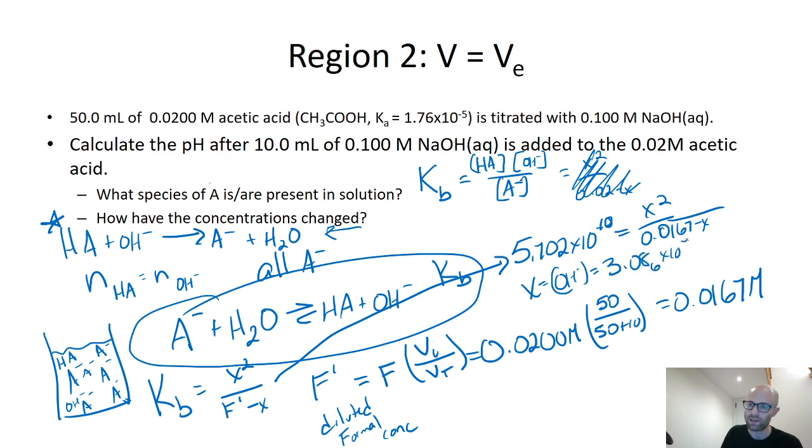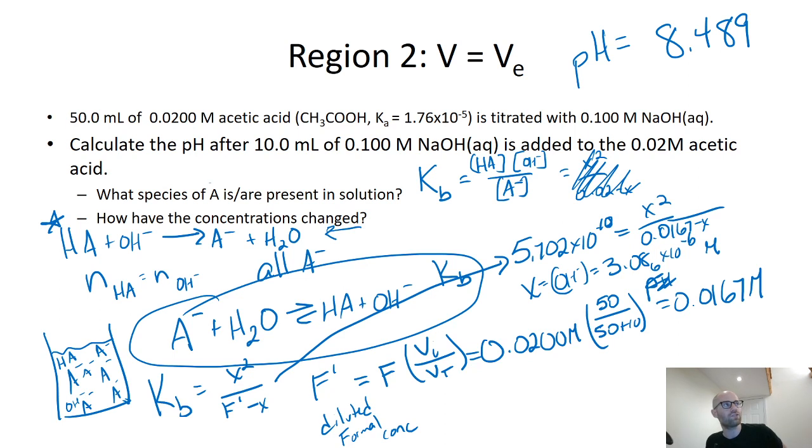This gives us an x, which is the hydroxide, of 3.086 times 10 to the negative 6th molar, and the pH equals 8.489. This number should make sense because if we're titrating a weak acid with a strong base, the equivalence pH is greater than 7. Weak acid, strong base, it drives it basic. That's how I remember it.